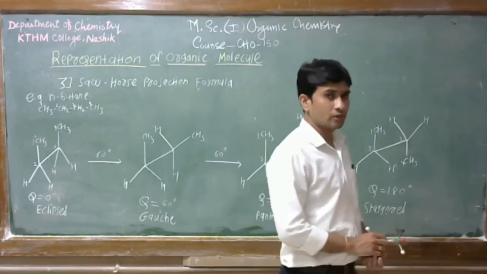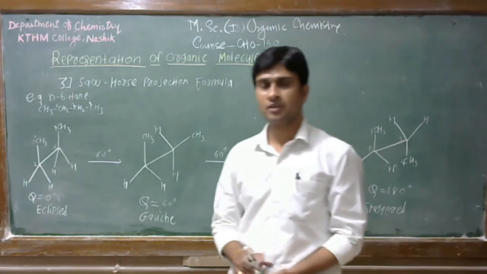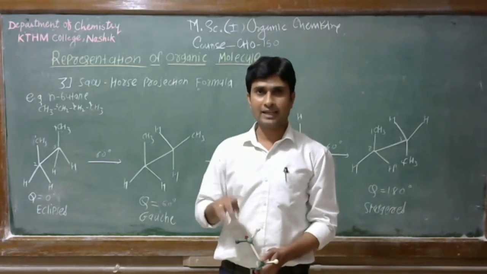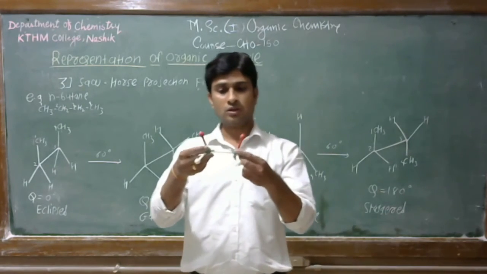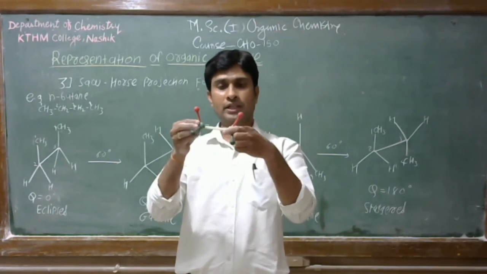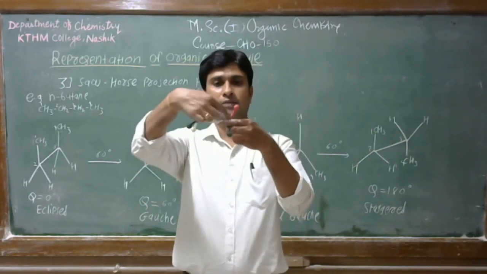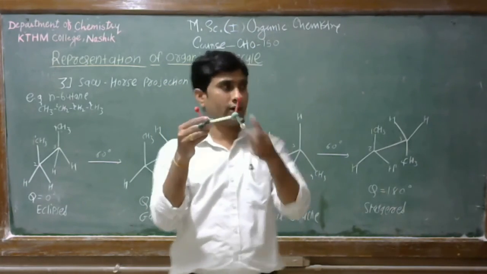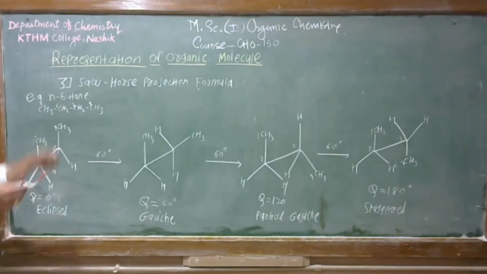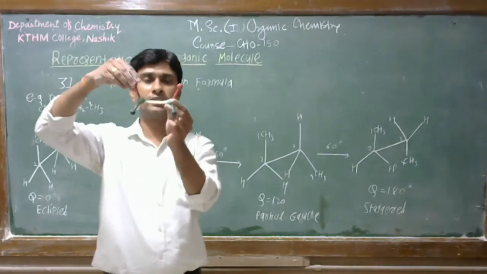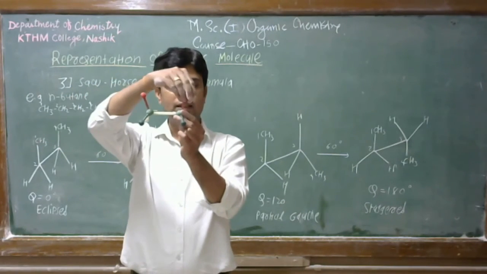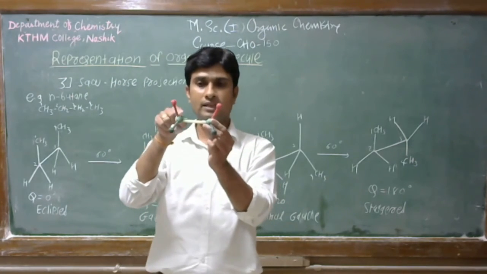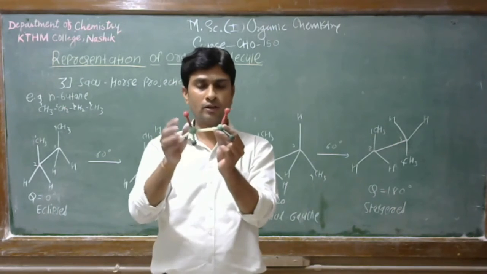I have told you when the sawhorse projection formula is used. The sawhorse projection formula is used at the time when you want to show the stereochemistry at the adjacent carbon atoms. So for example, we are taking here n-butane. If you consider this red group is CH3, this red group is CH3. See, this is CH3, CH2, CH2, CH3, and this is carbon number 1, 2, 3, and 4.